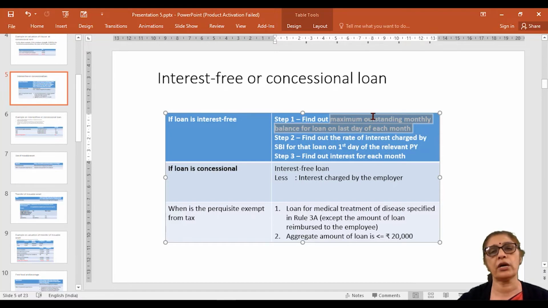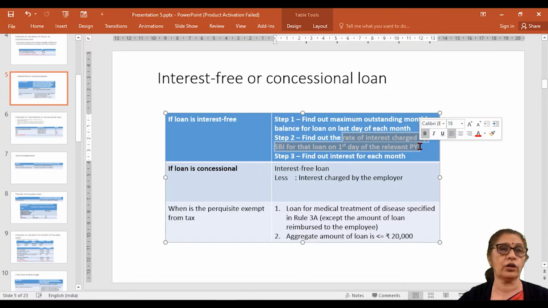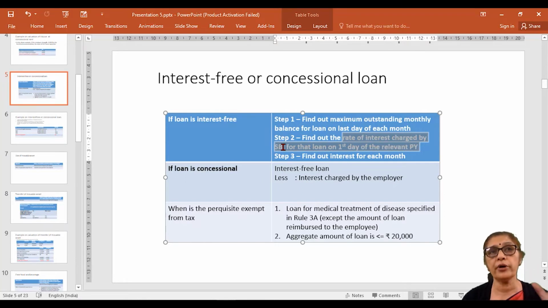Similarly, subsequent months. What is the rate of interest? My employer is not charging anything from me. I am getting a free loan. The rate of interest would be the interest charged by SBI, State Bank of India. A similar loan could be a housing loan, it could be an educational loan, it could be a car loan, it could be any purpose. So for the same purpose, on the first day of the previous year, for our purpose 2021, 1st of April 2020, if I take an education loan from State Bank of India, what is the rate of interest that SBI would charge? Say 10%.